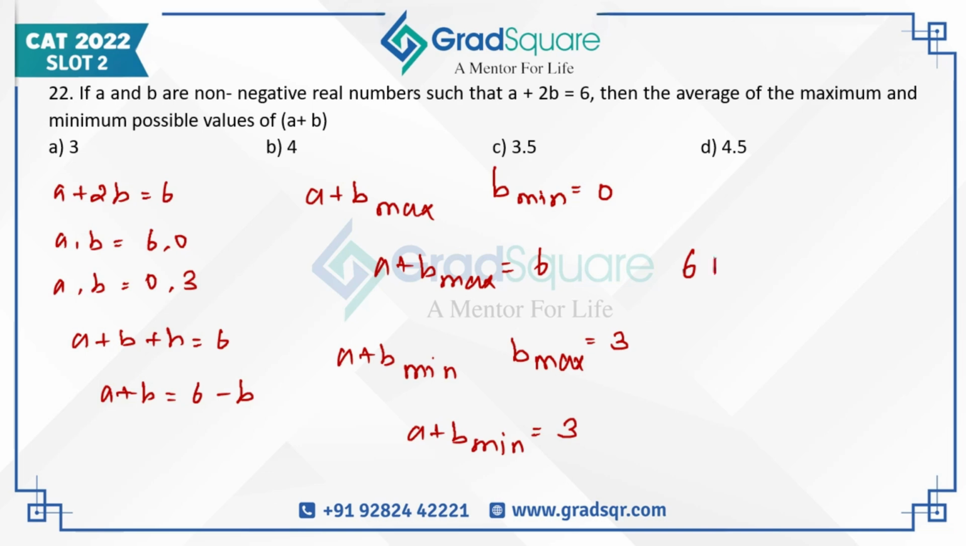So that means I have to simply add 6 and 3 and divide by the number of observations, which is 2. So that is going to give me 9 by 2, which is 4.5, the answer for this question. Option D is the answer.